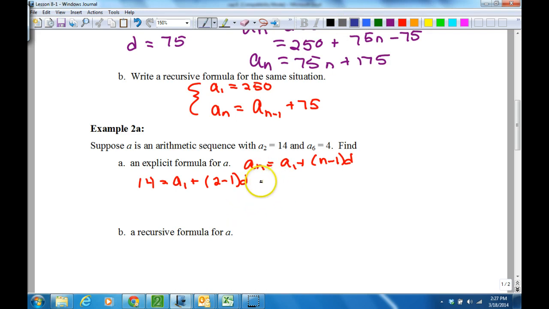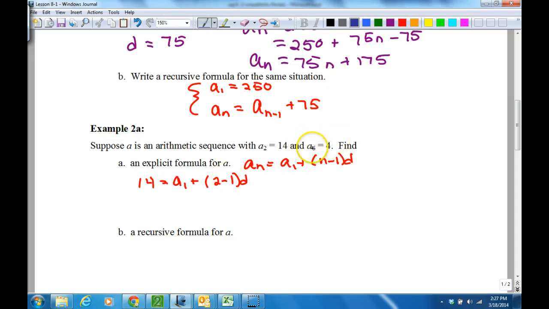Where did the 2 come from? The 2 is because a sub 2 is at step 2. So why didn't you do a sub 2? No, we want to know what step it is, just the n itself. But we do know what step it is. It's 2. That's why we're replacing the 2 there. Okay? So now let's do the second one.